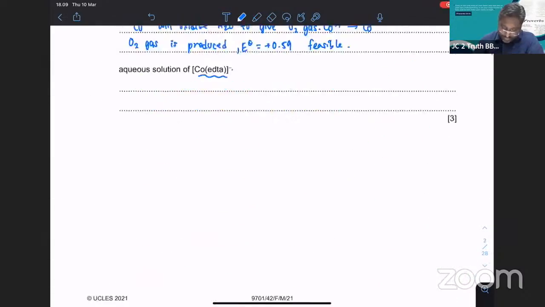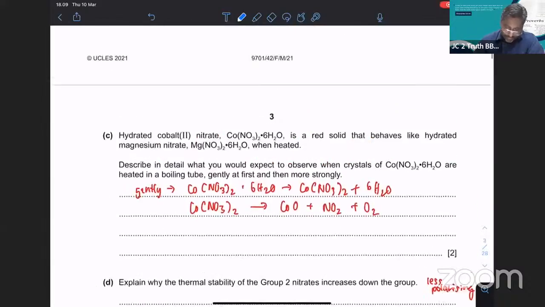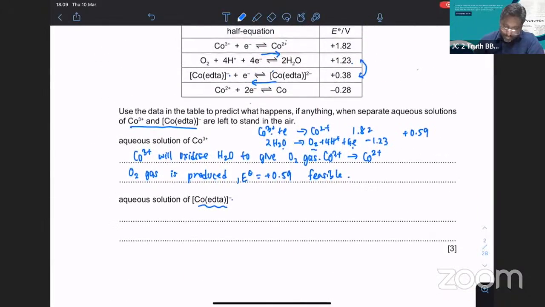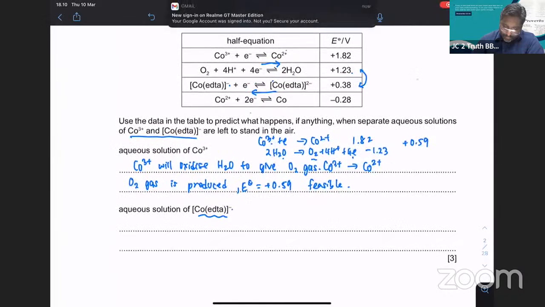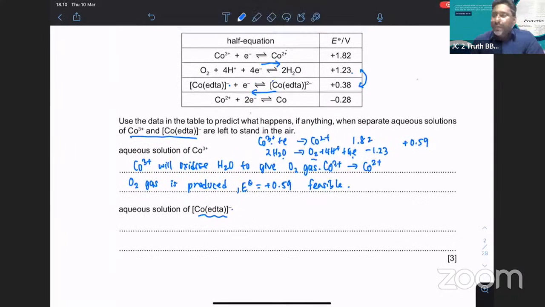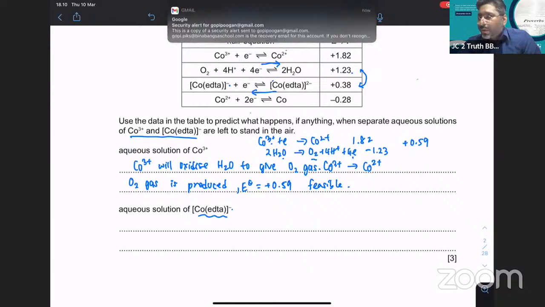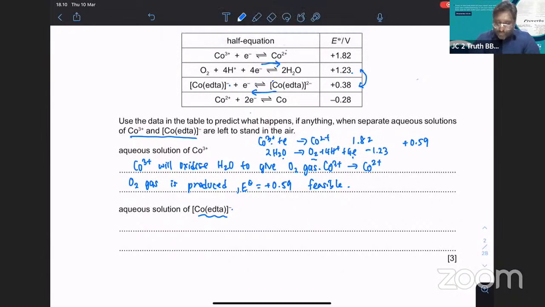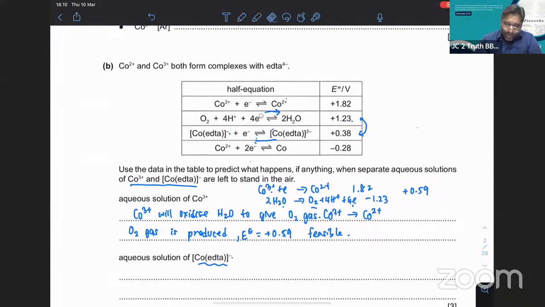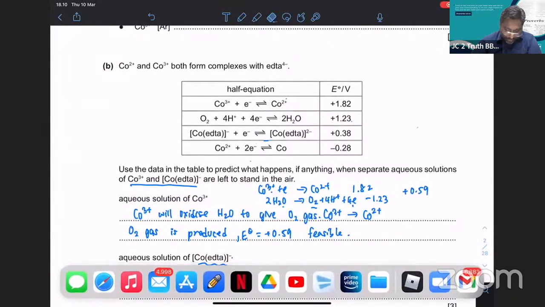Let me check. Now let me continue again. We are going to predict what happens when separate aqueous solutions of cobalt 3 plus and CoEDTA minus are left to stand in air. So now I'm just going to try to predict over here. Let me bring the marking key also to help.